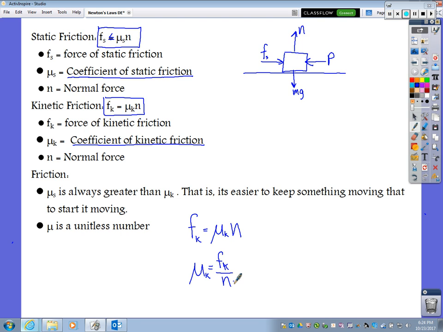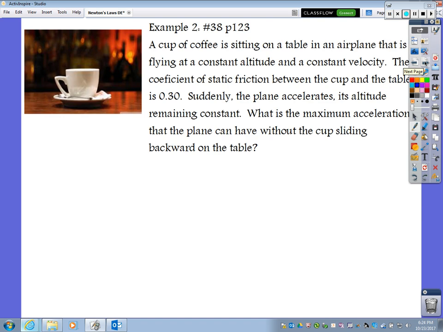So let's try a couple problems. Problem 1. A cup of coffee is sitting on a table in an airplane that's flying at a constant altitude and at a constant velocity. The coefficient of static friction between the cup and the table is 0.3. Remember, that's a unitless number. Suddenly the plane accelerates, its altitude remaining constant. What's the maximum acceleration that the plane can have without the cup sliding backwards on the table?